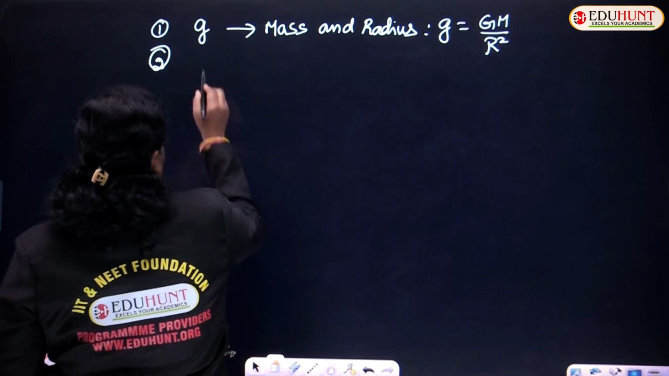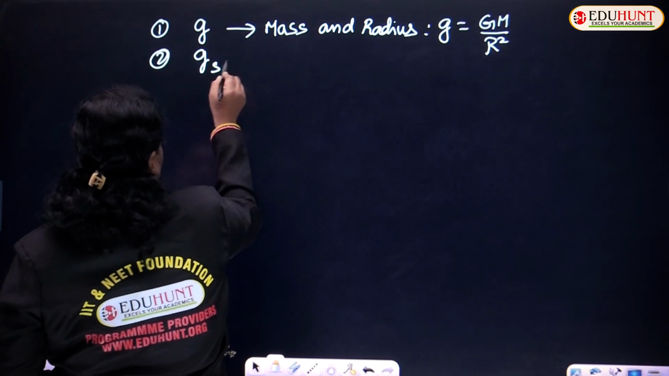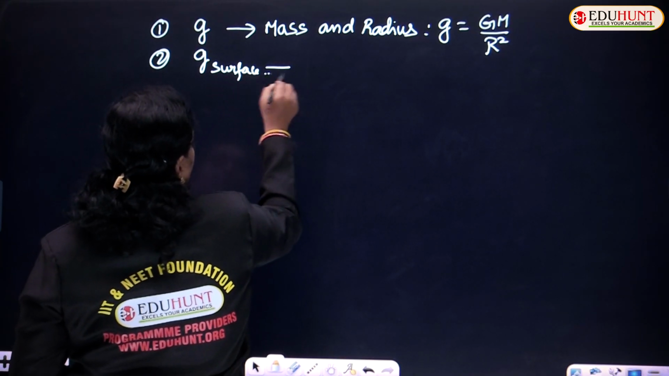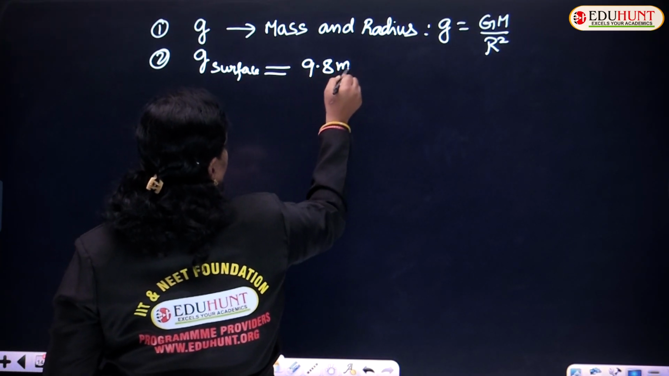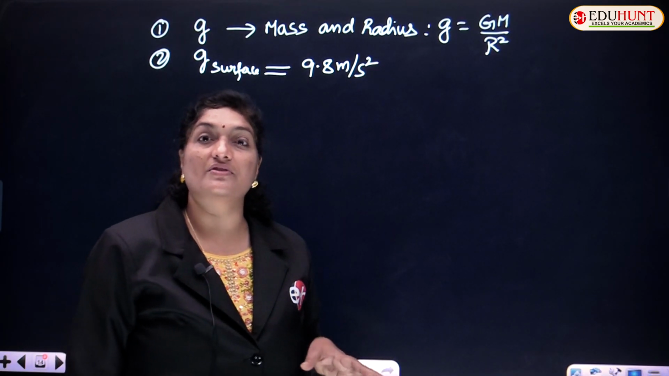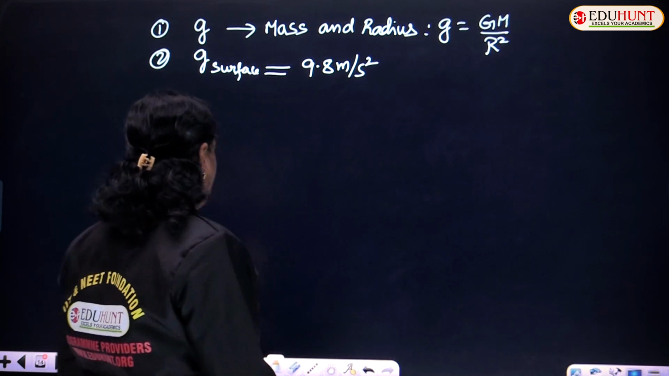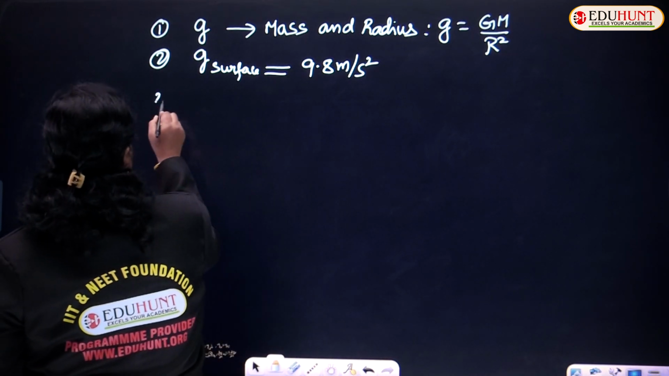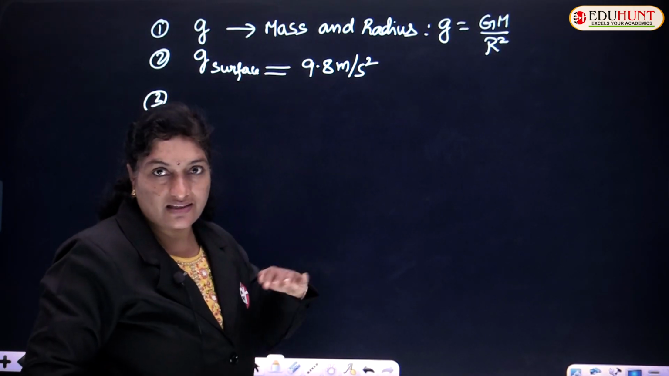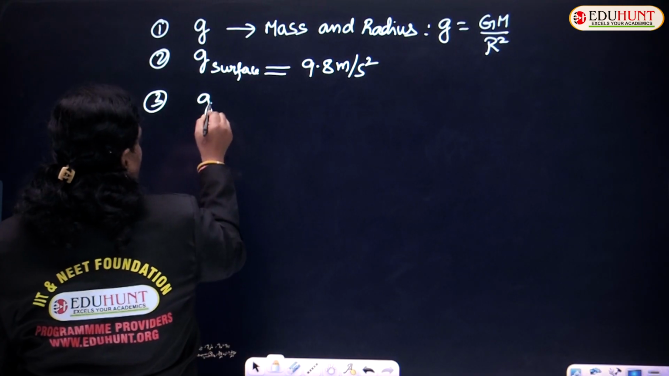Next one, the value of g, acceleration due to gravity on the surface of the earth, is found to be 9.8 meter per second square. How much is that, children? The value of acceleration due to gravity on the surface of the earth is found to be 9.8 meter per second square. Next one, as we move away from the surface of the earth, as the value of h increases, the acceleration due to gravity decreases.